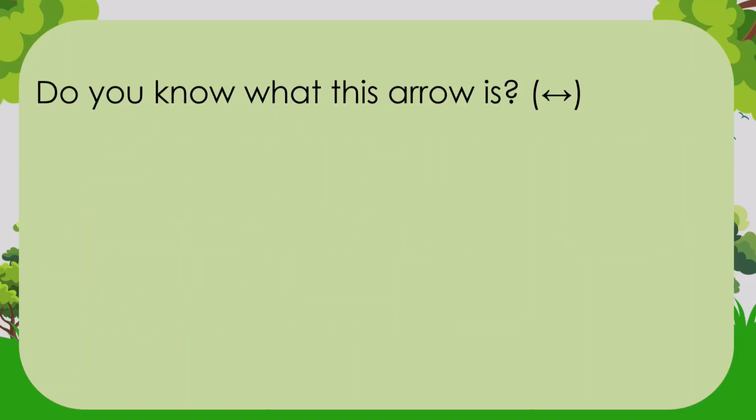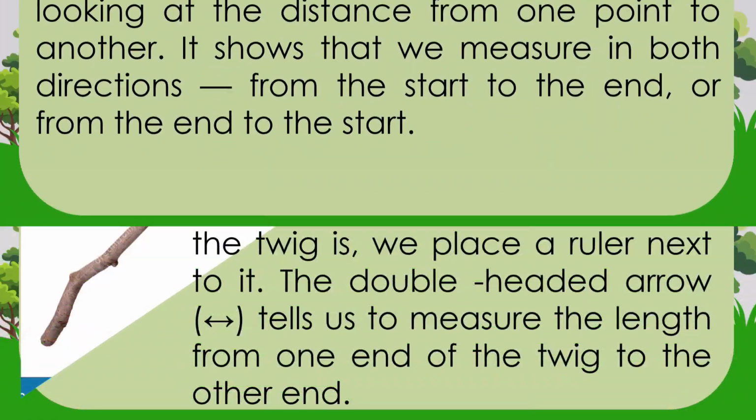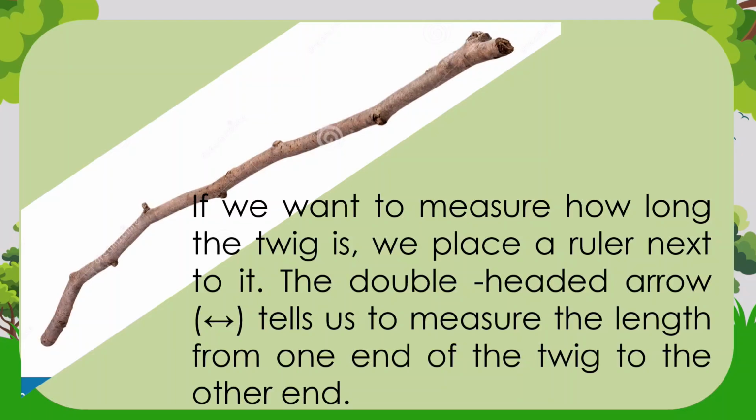Do you know what this arrow is? This is a double-headed arrow, which means we are looking at the distance from one point to another. It shows that we measure in both directions, from the start to the end, or from the end to the start. If we want to measure how long the twig is, we place a ruler next to it. The double-headed arrow tells us to measure the length from one end of the twig to the other end.